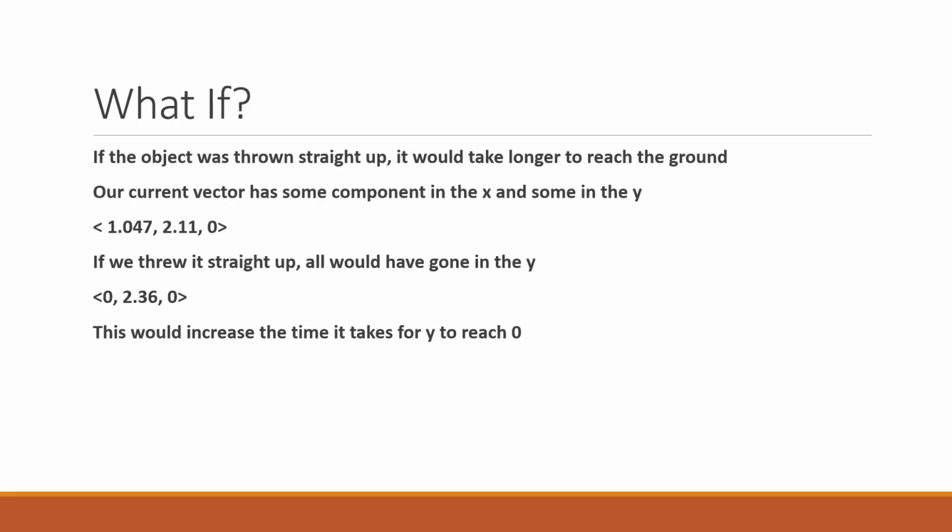What if our object was thrown straight up? This means it would take longer to reach the ground. Our current velocity vector has some component in the x and some in the y. If we threw it straight up, it would all go in the y. This would increase the time it takes for the y component to reach 0.